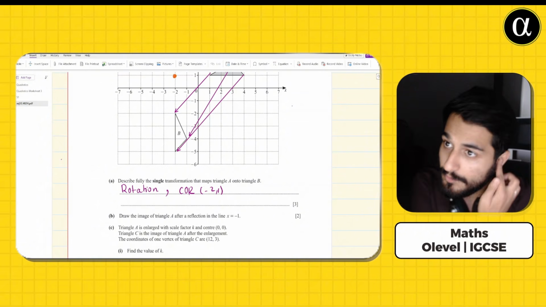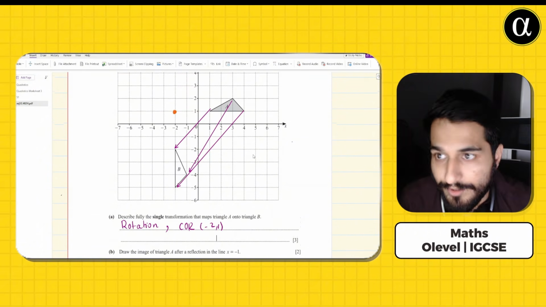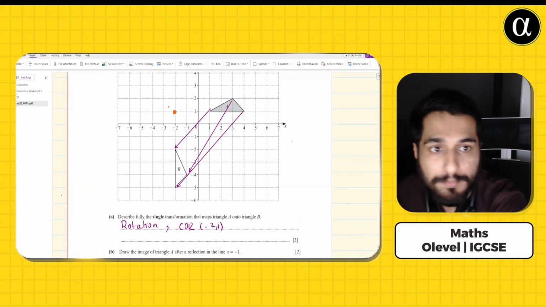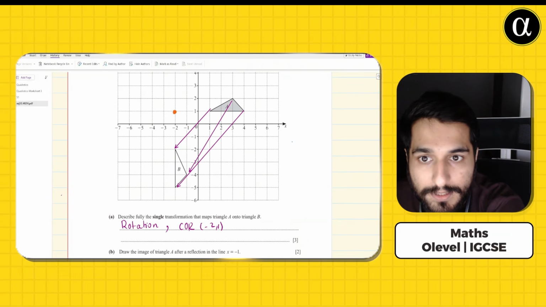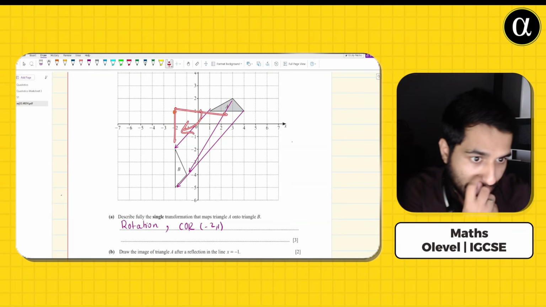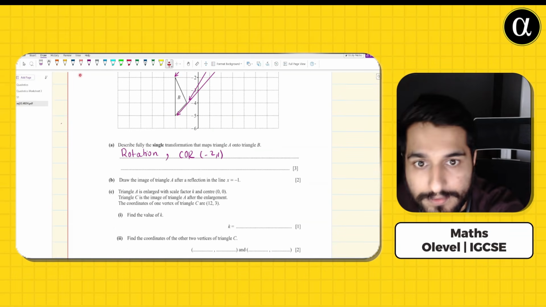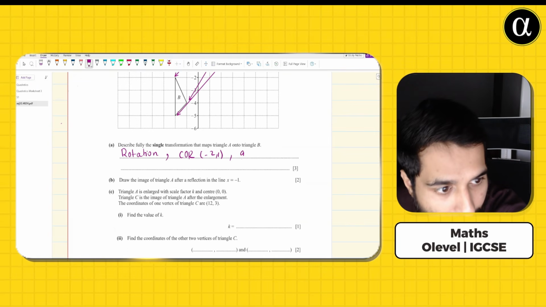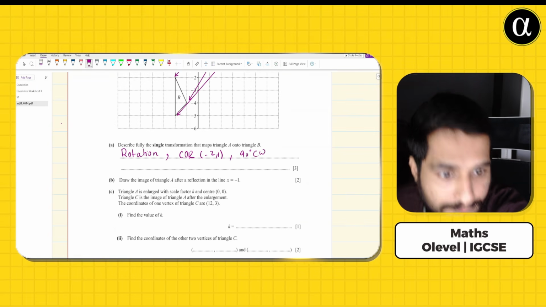And the last thing that we are supposed to write is where does the object move, the direction of it. So we are going from A to B. As you can see, from A to B, it's going like this in this direction, and that should be 90-degree clockwise. All right. So this is going to be 90-degree clockwise.